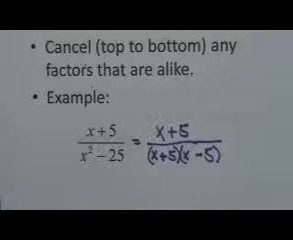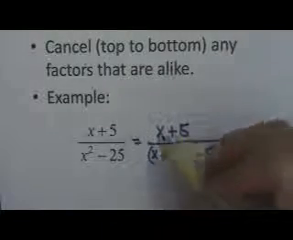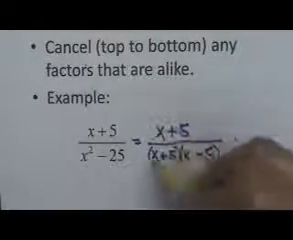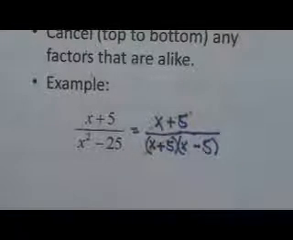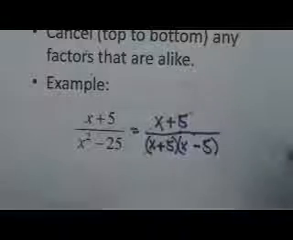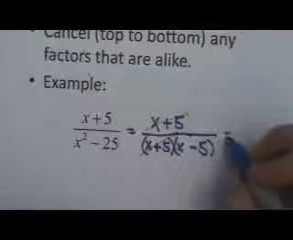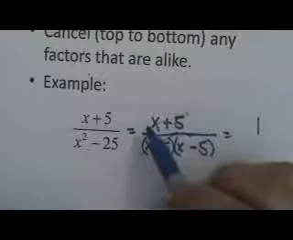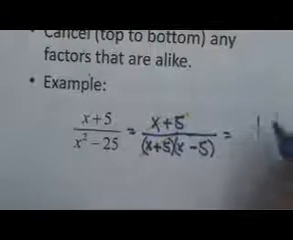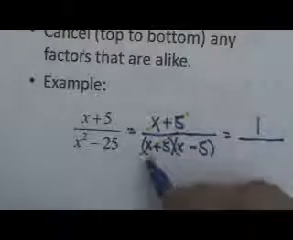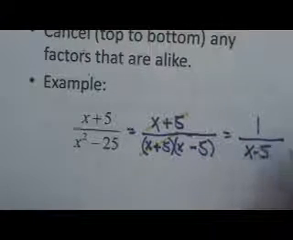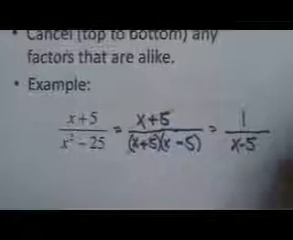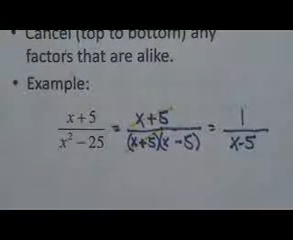Now we need to cancel. We have an x plus 5 on top and x plus 5 on bottom. They are alike, so they cancel. Now remember, when you cancel and it looks like you have nothing left on top, you're still left with a 1. So even though the x plus 5 goes away, there's still a 1 there. We canceled the x plus 5 on bottom, so it goes away, and we're just left with x minus 5. 1 over x minus 5.